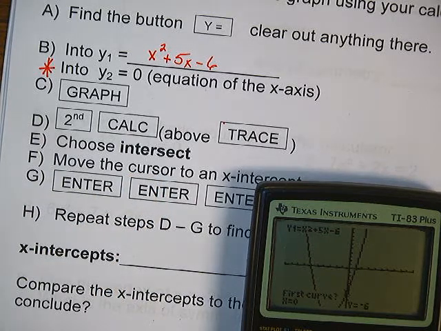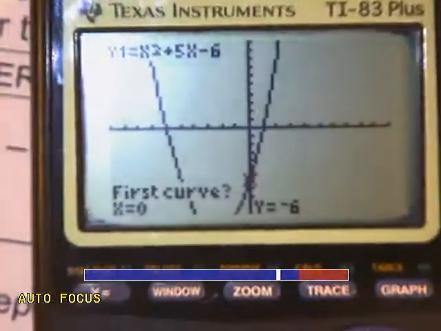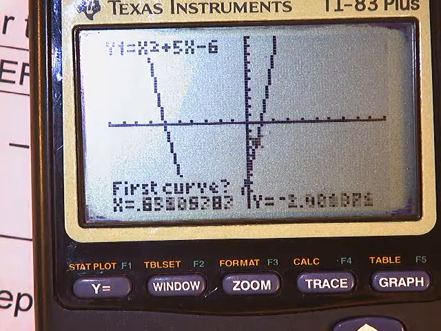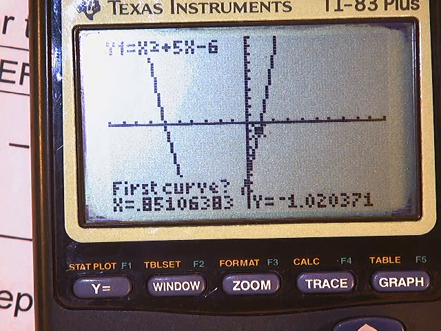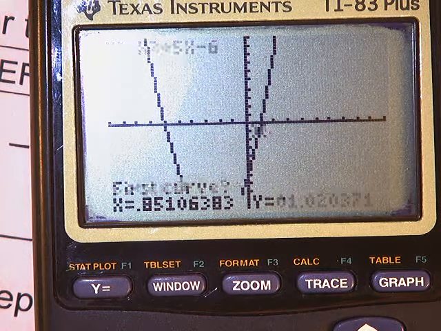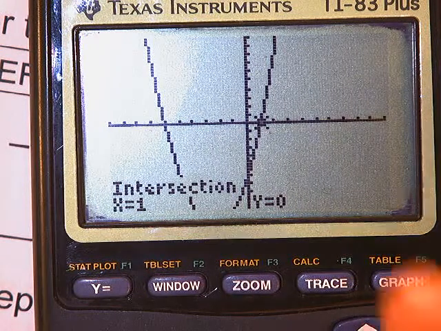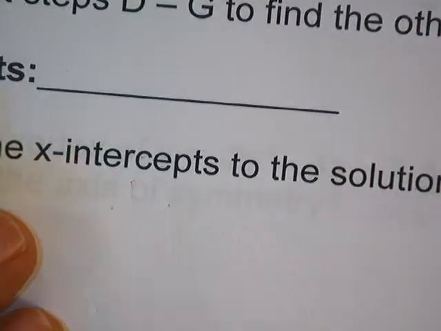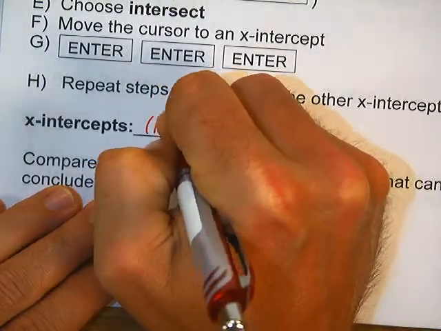Now, it says first curve down at the bottom. Let me zoom in where you can see it. What I want you to do here is move the cursor close to one of the intercepts. It won't be perfect, but that's close. Once you get it close to one of the x-intercepts, hit enter 3 times. Enter, enter, enter. So the first x-intercept is at 1, 0. Let me zoom back out. The first is at 1, 0.